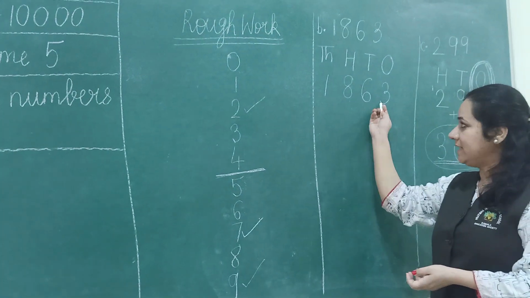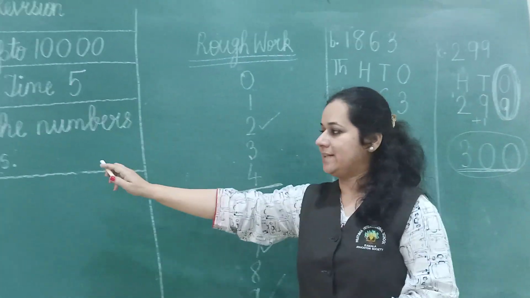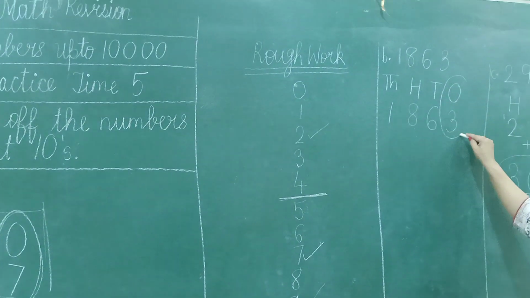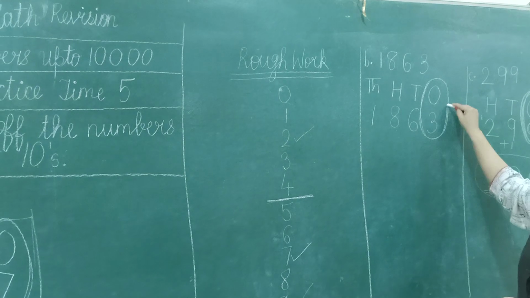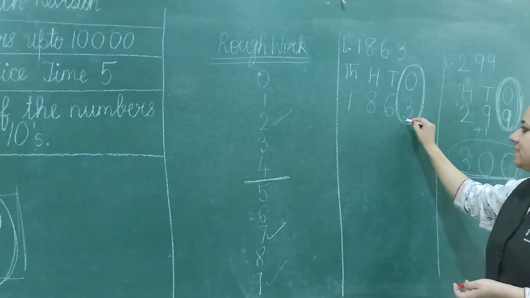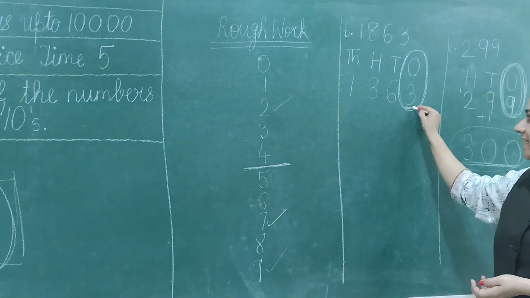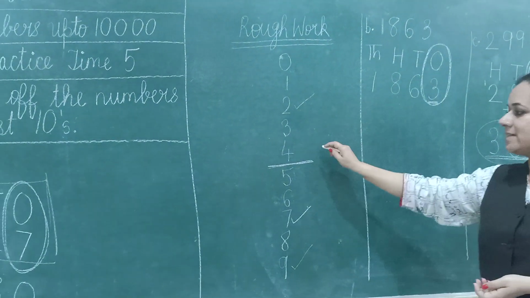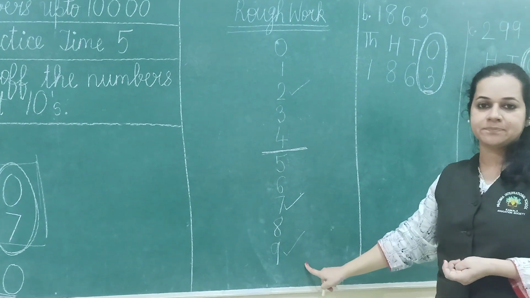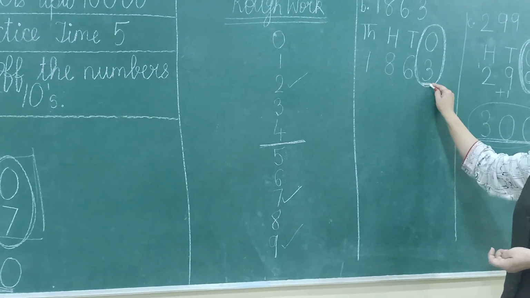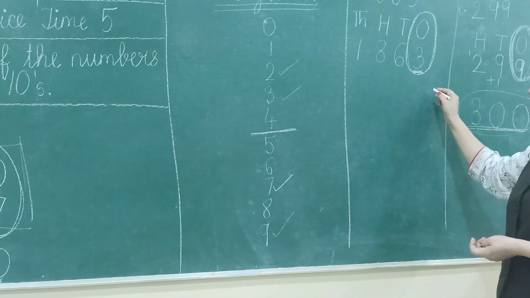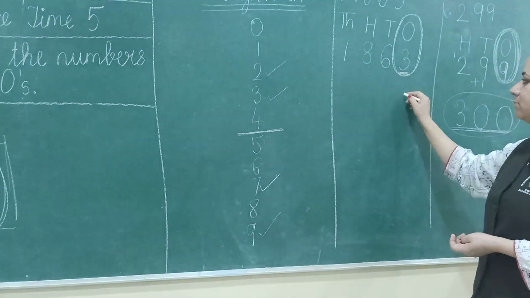Now for converting this number to nearest tens, what we will do? First we will see the number in ones place. This number is less than 5 or bigger than 5? So number 3 is smaller than 5. So what we will do? We will not add any number here.